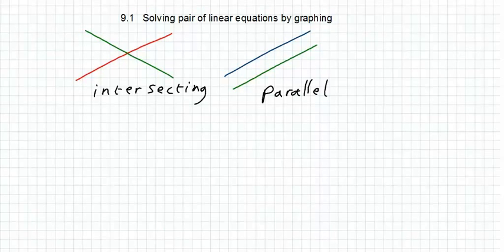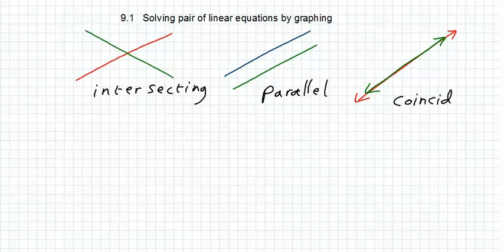We can also find two lines where the first line and the second line are both as if they are one line. So one line is above the other. We call this condition coinciding lines. Any linear equation represents a straight line.